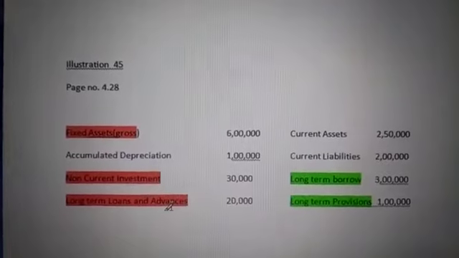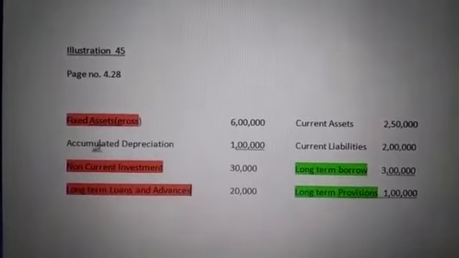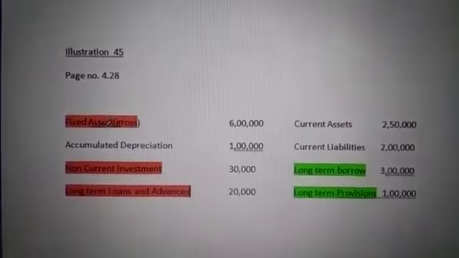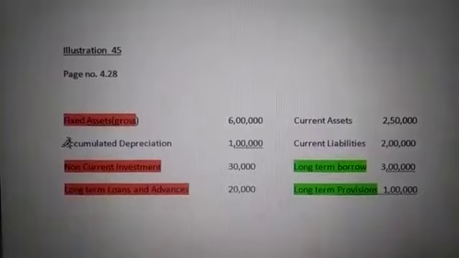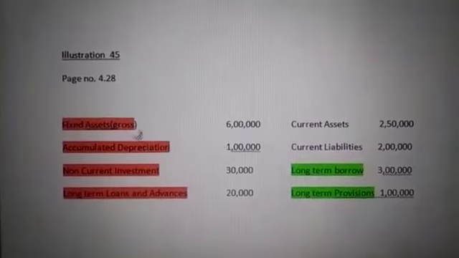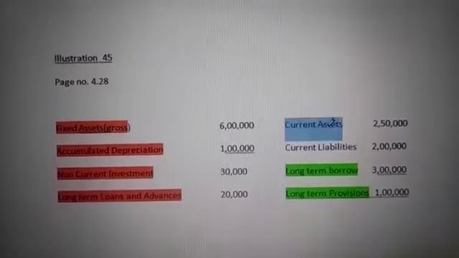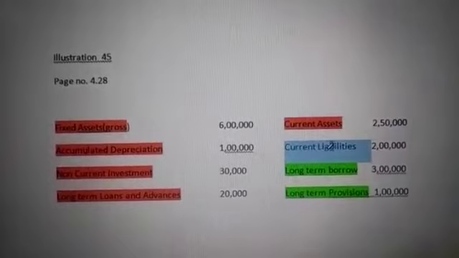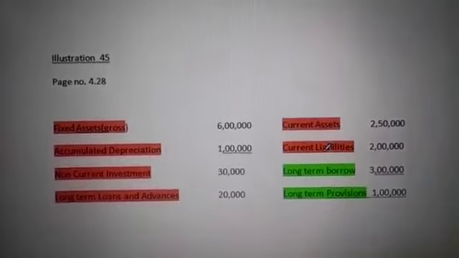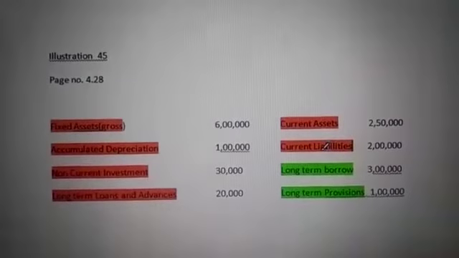They are non-current assets. And accumulated depreciation will be deducted from the fixed asset. That's why we are taking it, right? Now we are adding current assets minus current liabilities. So what will come? Your equity will come. The same form.